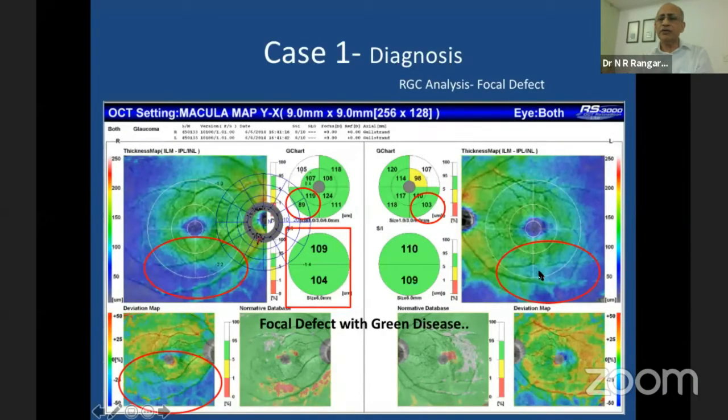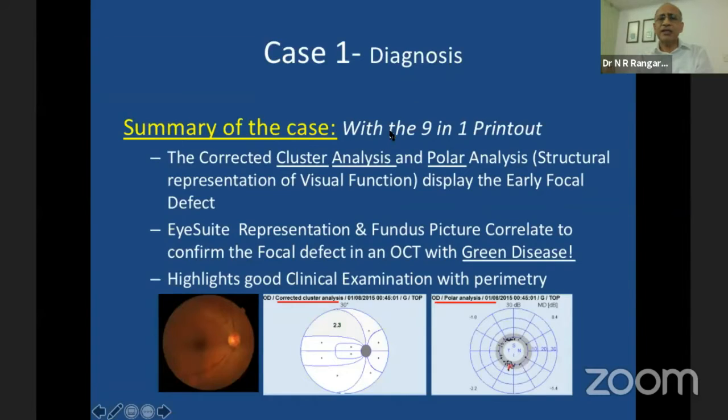And in the left eye, you can see that it's almost normal. So this is basically a focal defect with green disease. So summarizing this case, I used a 9-in-1 printout, which highlighted what I had to see immediately. So the corrected cluster analysis, the polar analysis displayed the early defect. So isotope representation and fundus picture correlated.